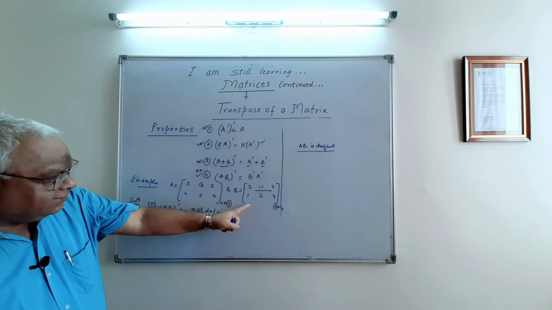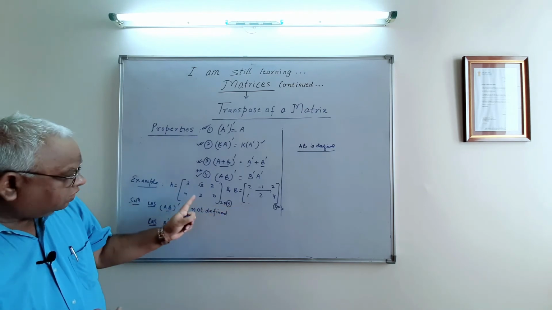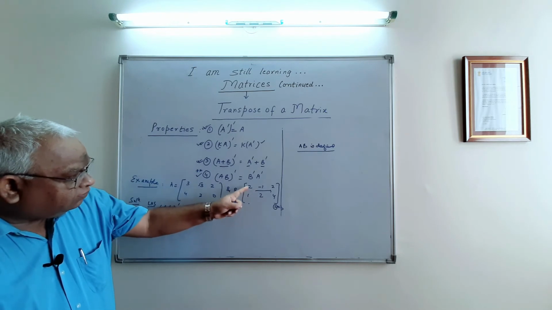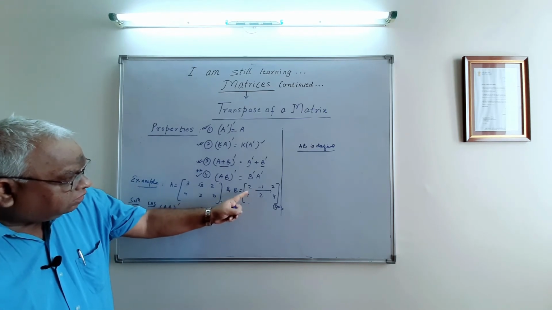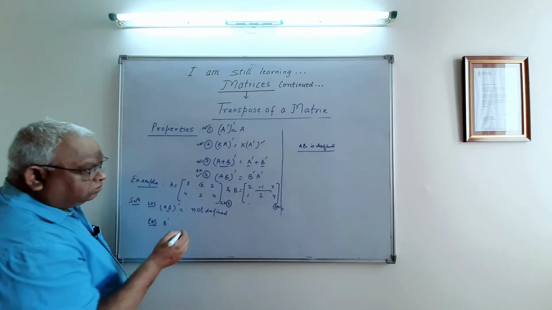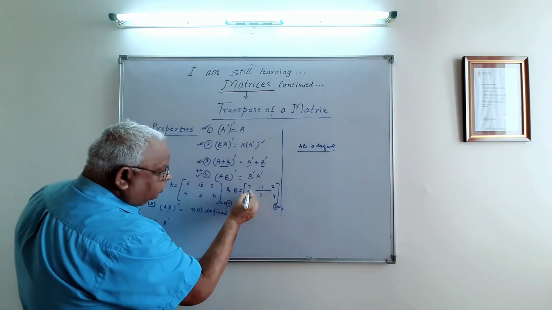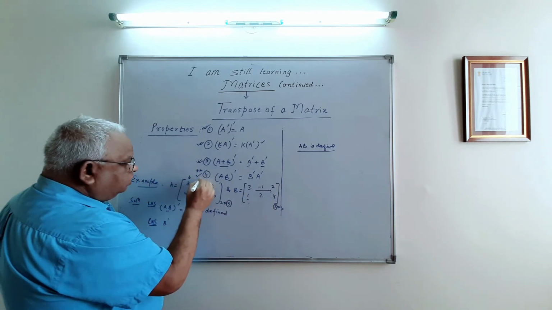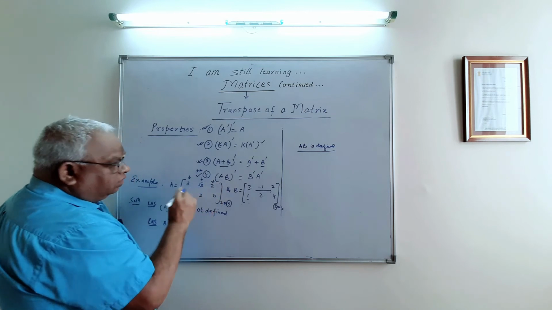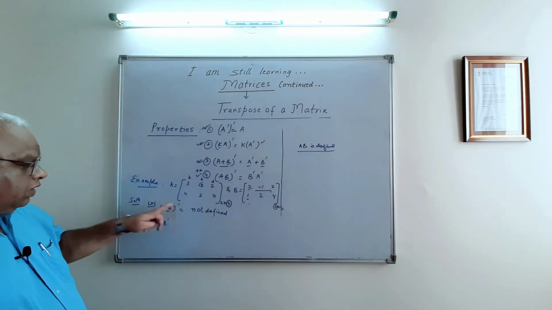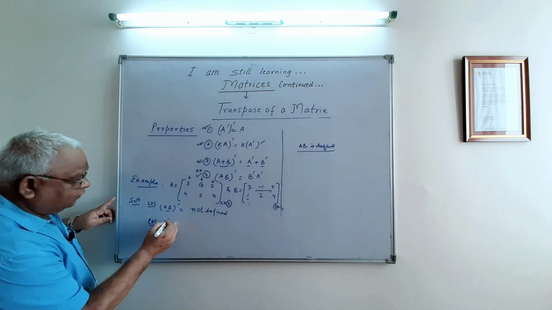Look at this. For AB, the number of columns in A is 3 and the number of rows in B is 2. Number of rows are 2 and number of columns are 3. So that is why AB is not defined. Since AB is not defined, that's why the transpose is also not defined.